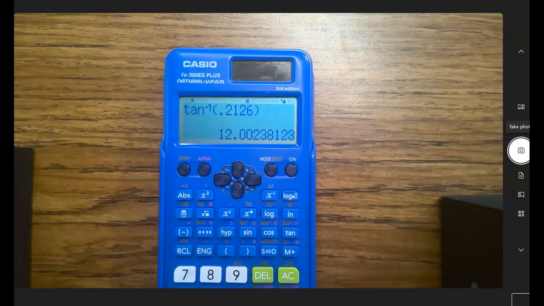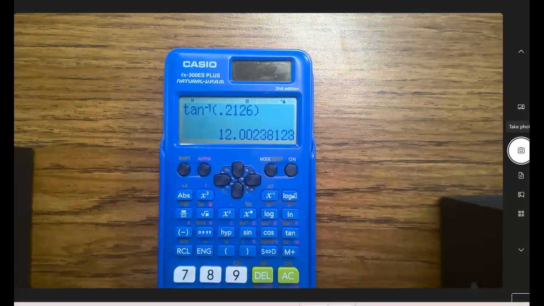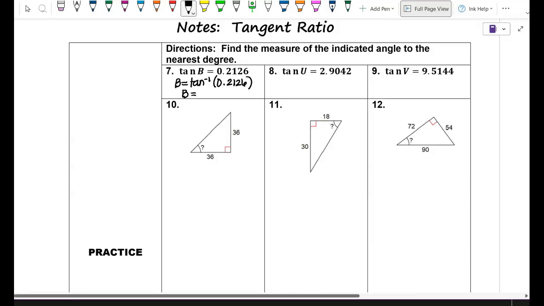If they're saying to the nearest degree, they're saying to the nearest whole number, which means they don't want a decimal. So what am I going to put as my answer? 12. The first decimal is 0, which says, hey, leave that 2 alone. So we would say that the tangent of B is 12 degrees. So an angle that is 12 degrees has a tangent ratio of 0.2126.